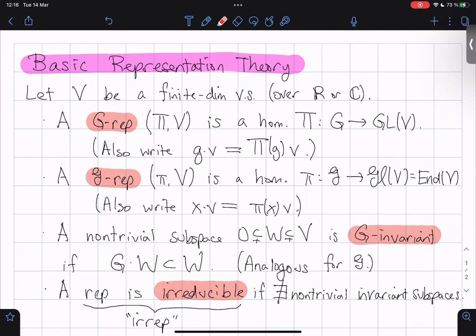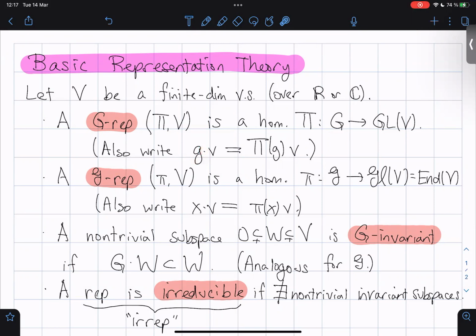Okay, so we're going to let V be a finite dimensional vector space, either over R or C. Although when we study representations, it's easier to take V to be complex. So we're going to focus on those cases. Okay, so a G representation is a homomorphism from a Lie group into the invertible linear transformations on the vector space. I'll also use this commonly used notation G dot V.